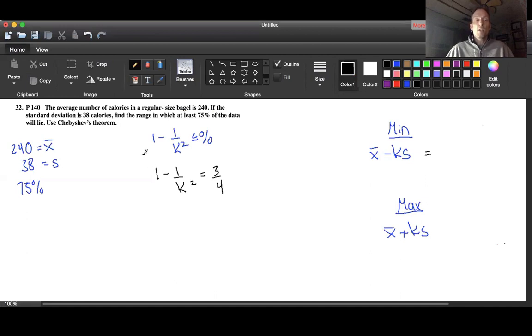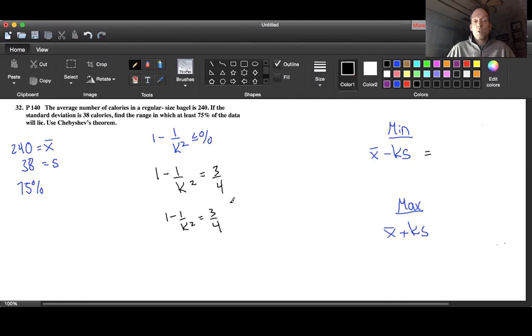Now what I'm going to do here is I need to solve this whole thing for k. And the first piece that's kind of big and ugly in my way is this 1. I need to get rid of the 1 because I have to start to isolate my k term. So how do I do that? Well, I'm going to have to subtract 1 from both sides of the equation. So I'm going to rewrite the whole equation over again. 1 minus 1 over k squared equals 3/4.